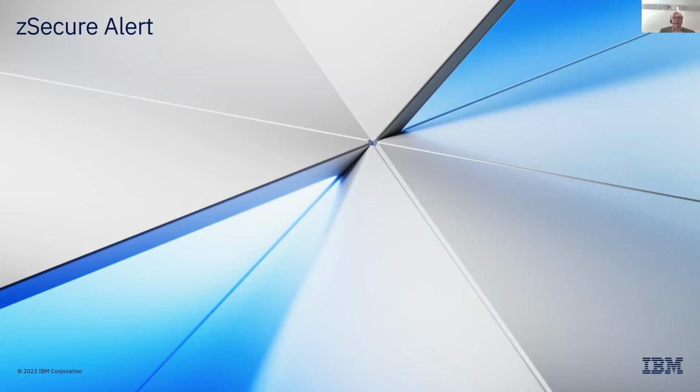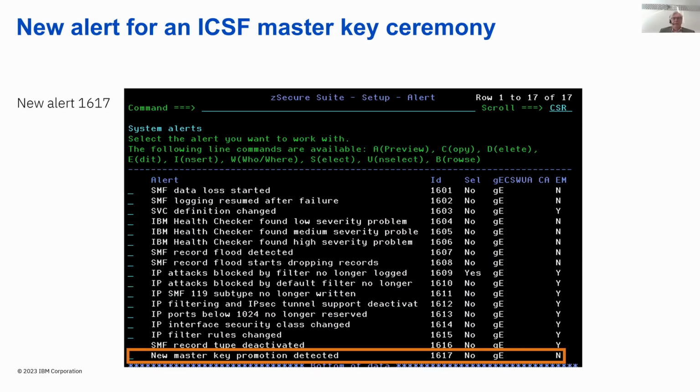Finally, we have zSecure alert enhancement. A new alert has been added for master key ceremony, or however you want to call it. A new master key promotion is detected and now has its own alert. Another enhancement request from years ago already, but we finally got around to building it. Helped, of course, by the SMF record that ICSF puts out nowadays to detail exactly what kind of master key promotion happened.